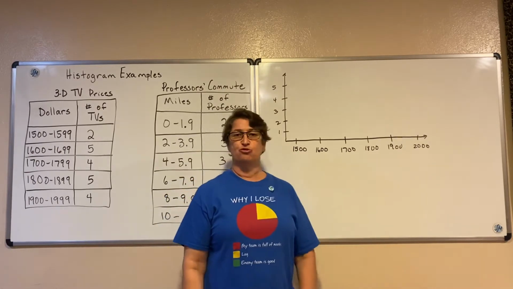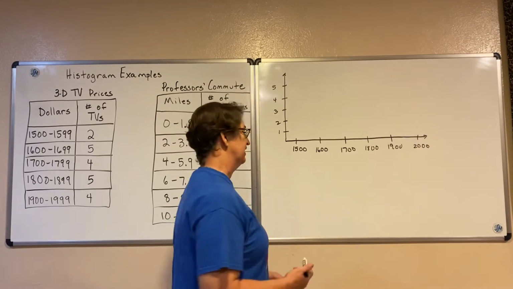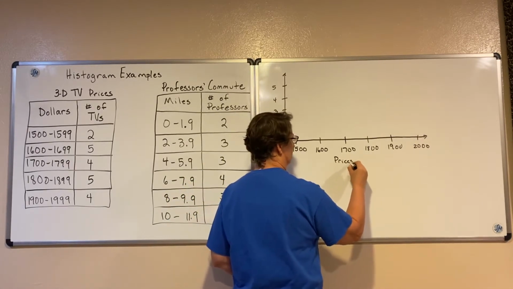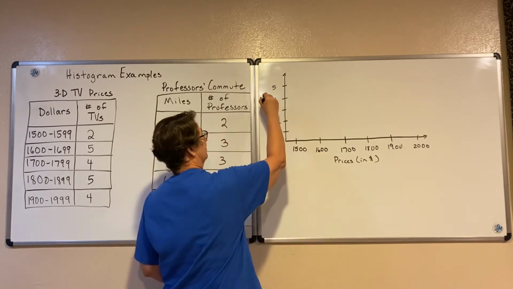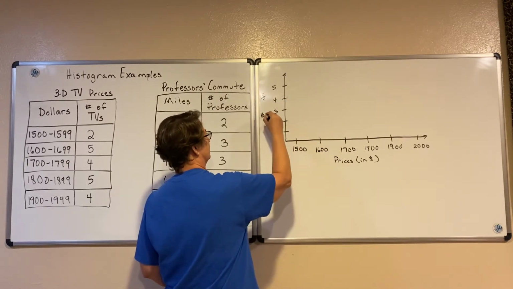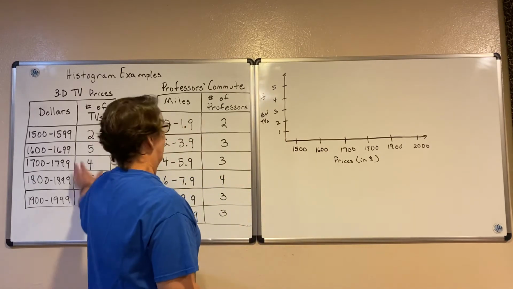I need labels so that my reader knows exactly what it is that we are presenting. In this case, these are prices. Maybe you even say in dollars. And then on this side, this is the frequency, or you could say the number of TVs. So those are our frequencies.